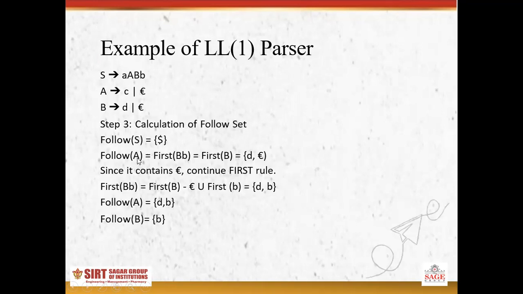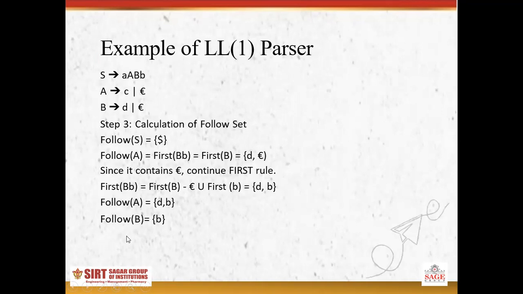When we check A on the right-hand side of the grammar, we get A followed by capital B. Capital B's first is d and epsilon. So follow of A includes d, but epsilon doesn't exist in follow. If we put epsilon in the place of this B, then what is A followed by? A is followed by small b. So finally we get the follow of A as d, comma, b.